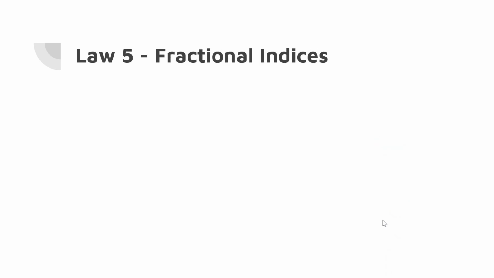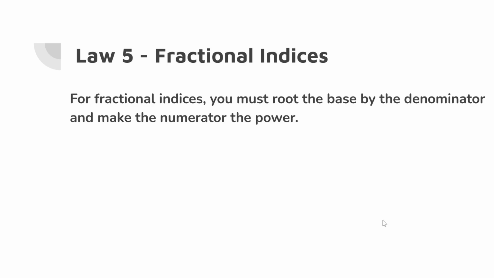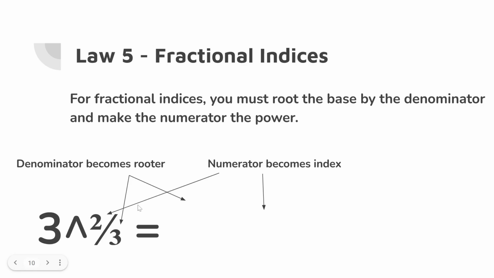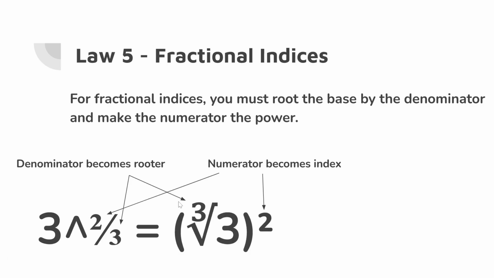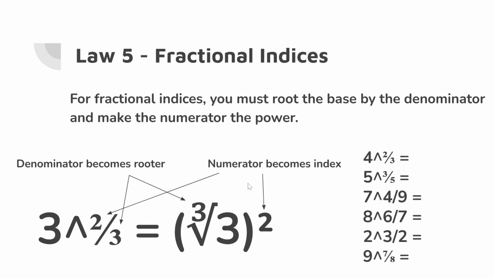Law 5. Fractional indices. For fractional indices, you must root the base by the denominator and make the numerator the power. For example, we can see here 3 to the power of 2 over 3. So 3 will become the rooter, meaning it will cube 3, and 2 will become the exponent. As we can see here, we are cubing 3 as the denominator becomes the rooter, and then we are doing it to the power of 2 as the numerator becomes the index.